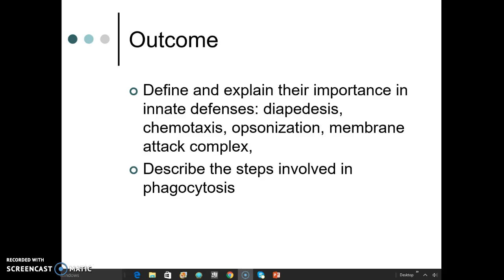Welcome back. We are going to work on defining and explaining the importance in innate defenses as far as diapedesis, chemotaxis, opsonization, and a membrane attack complex. We'll get to each of those along the way. We're going to describe the steps also involved in phagocytosis. We're going to look at phagocytes and how they do their process.